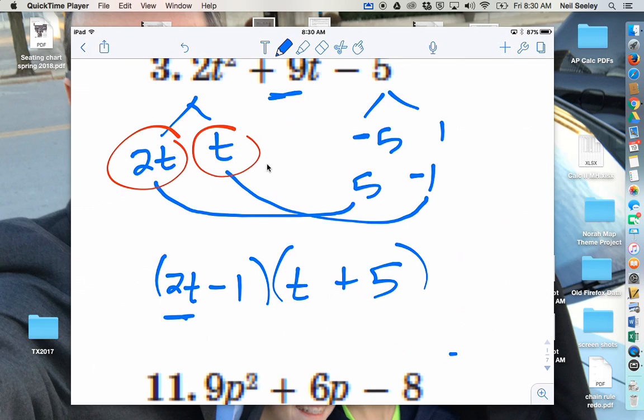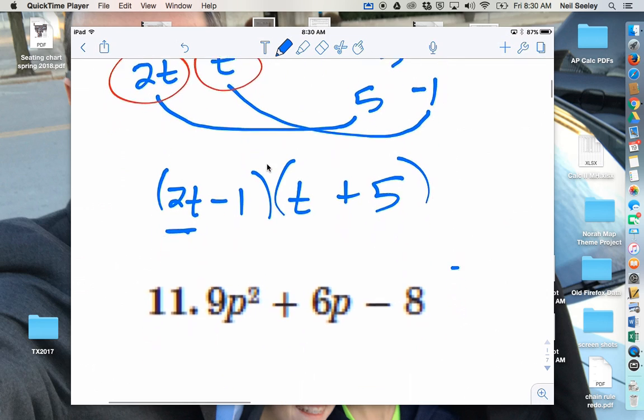So let's check that out again. Let's see if we can find another that works just like that. Number 11.